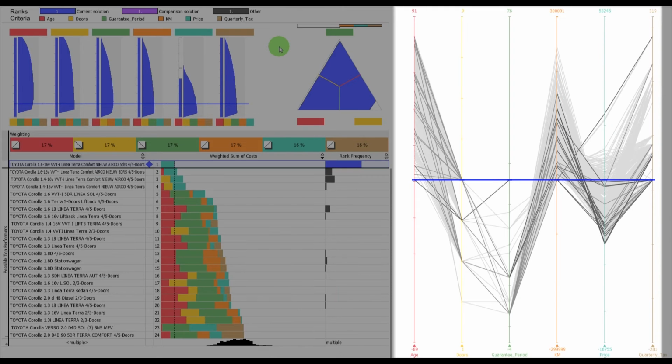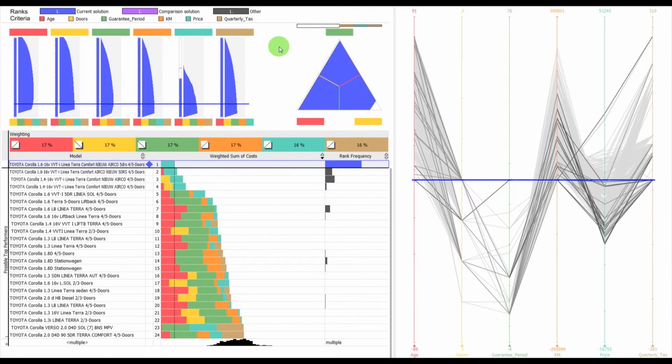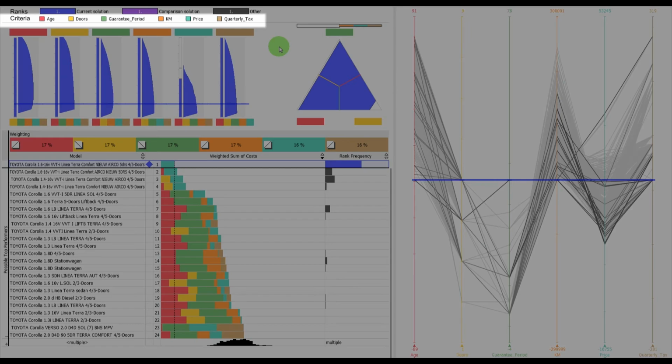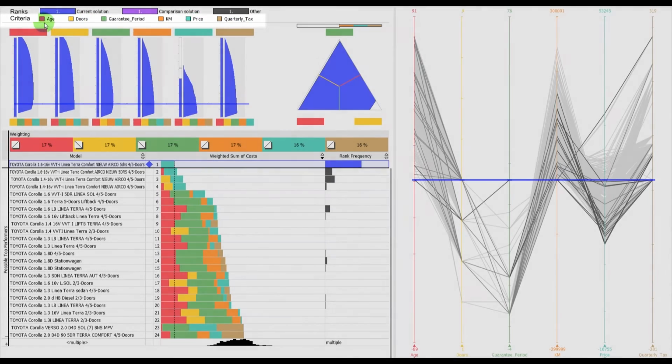a parallel coordinate plot providing an overview of the criteria, with the currently best ranking solution being mapped to a straight line. We illustrate Weightlifter by a usage scenario where we want to decide which used Toyota Corolla car to buy. The decision is based on 6 criteria: price, age, guarantee period, mileage, quarterly tax, and the number of doors.